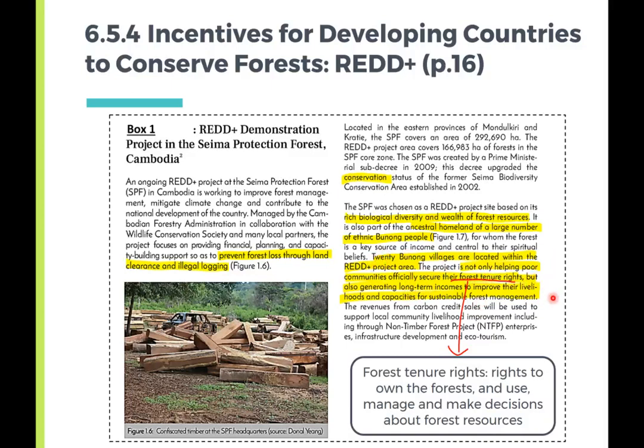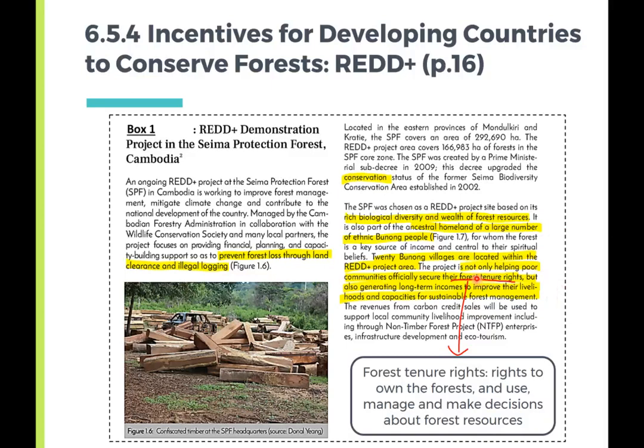So you can see that this is part of the win-win situation we're talking about, where it's not just the government that will benefit in terms of getting compensation financially for conserving the forest, but the local people and their livelihoods can also be protected because the forest is protected and the forest is their home, right? The forest is where they get their resources from.